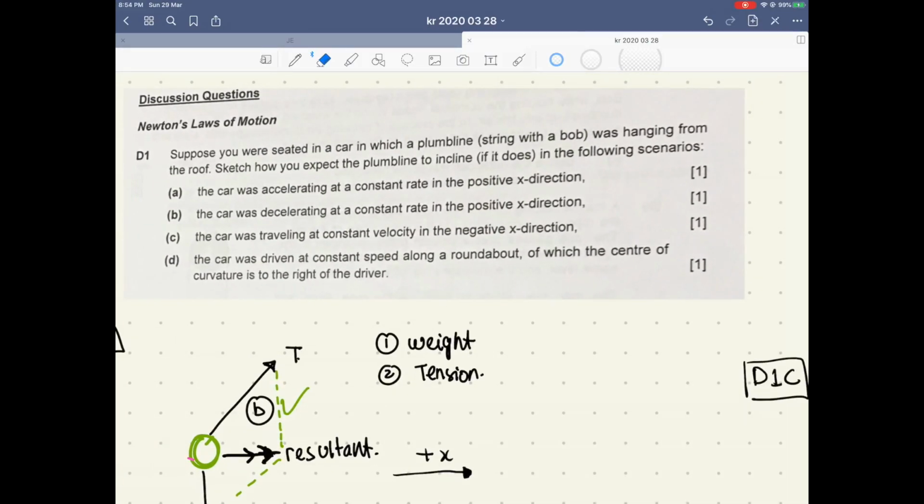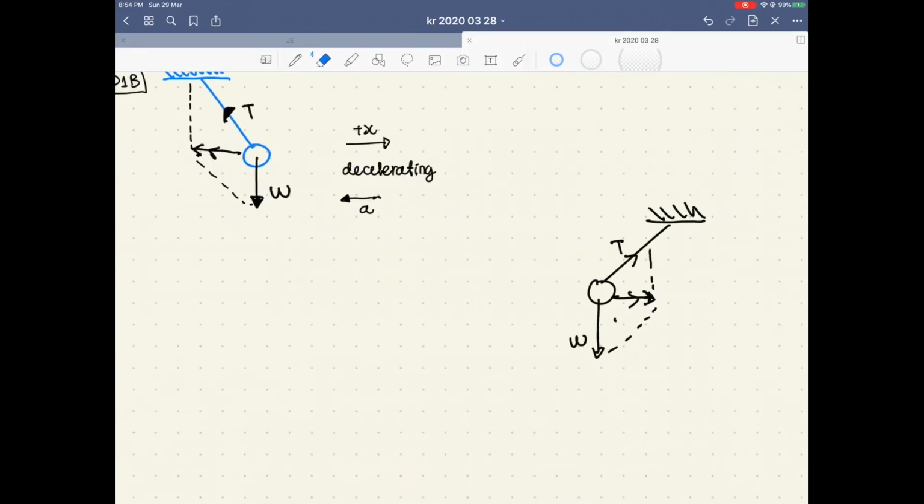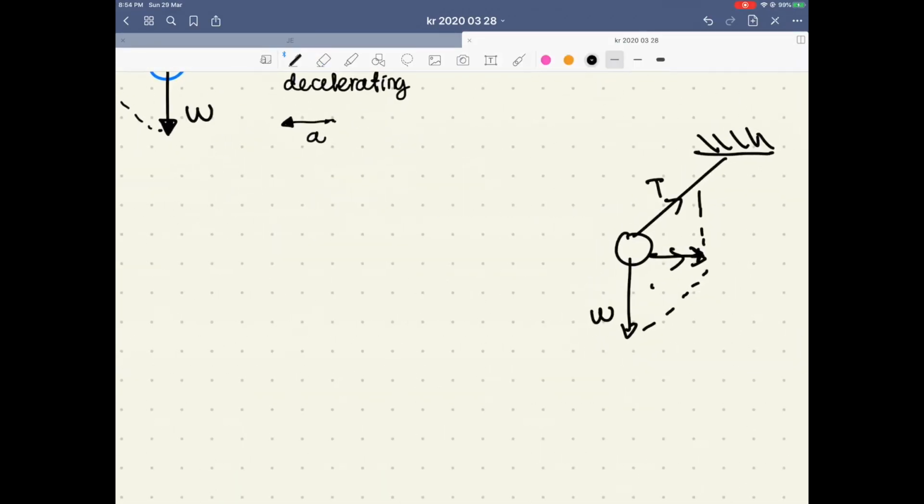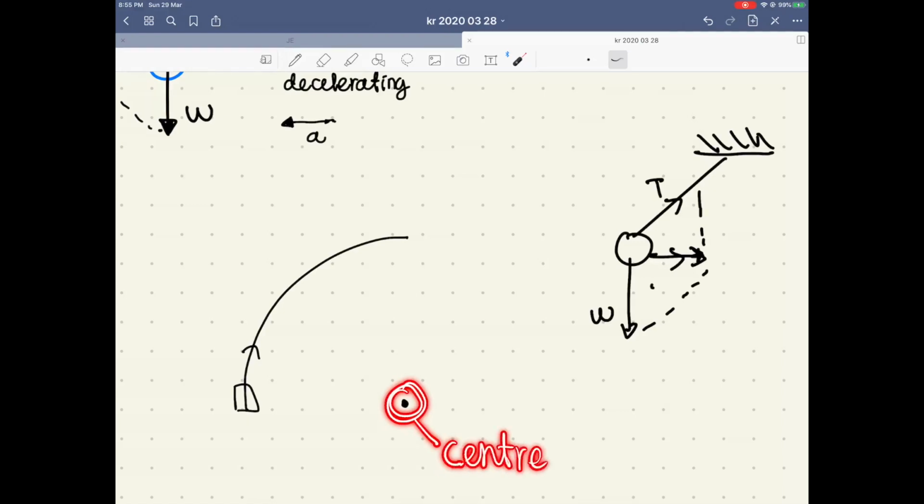D1D. The car was driven at a constant speed along a roundabout of which the center of curvature is to the right of the driver. I think you know how it works. Okay. The car is traveling this way, and this is called the center of rotation.